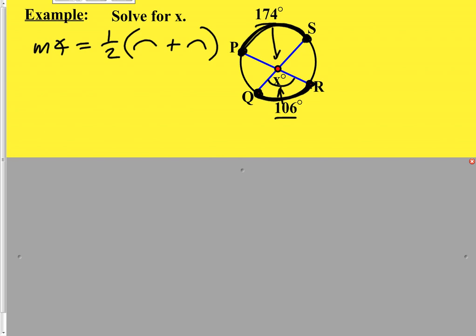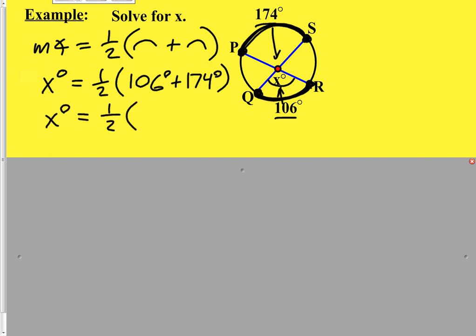So let's plug in what we know from the picture. The measure of the angle is x degrees. We do not know what that angle is yet. 1/2 is built into the formula, and then here come the two arcs. It does not matter which one is the large arc or which one is the small arc like it did last time, because we're not subtracting this time. We're not concerned about the angle measurements trying to become negative. They're just going to add up. So all we have to do is simplify the problem. 106 plus 174 is 280, and x is half of 280, which is 140. And there you go, you're done.